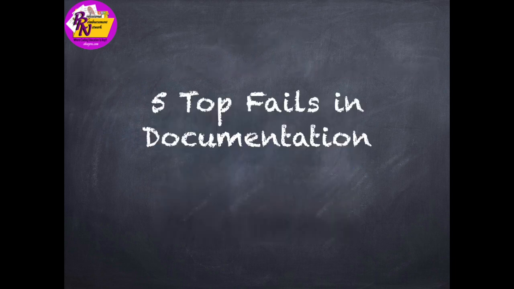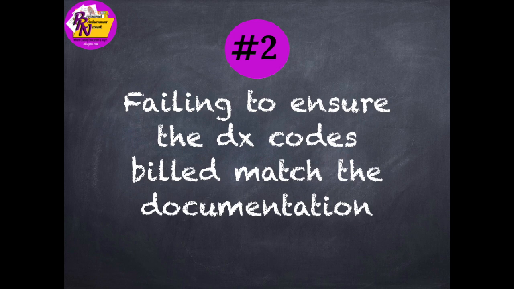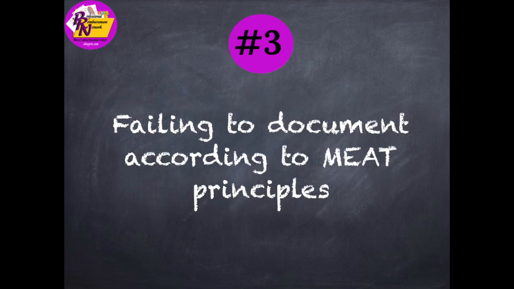Here are some of the top 5 fails in documentation. Number 1, failing to capture HCCs at least once every 12 months. Number 2, failing to ensure the diagnosis codes billed match the documentation in the medical record. Number 3, failing to document according to the M.E.A.T principles. Remember, the diagnosis needs to be monitored, evaluated, assessed or addressed, and treated.